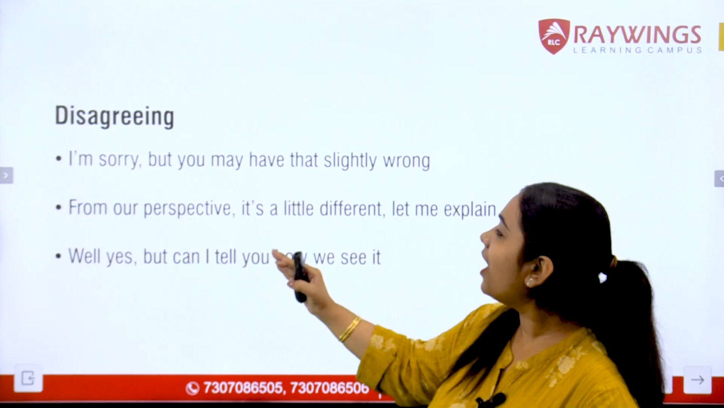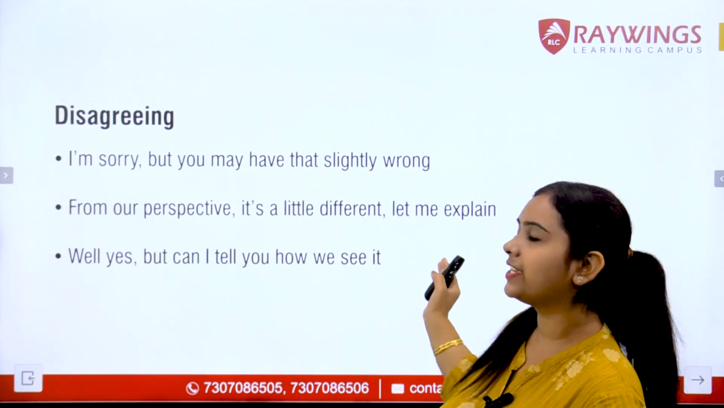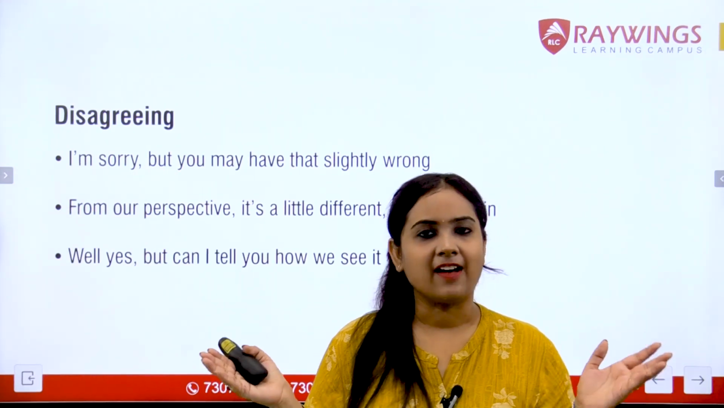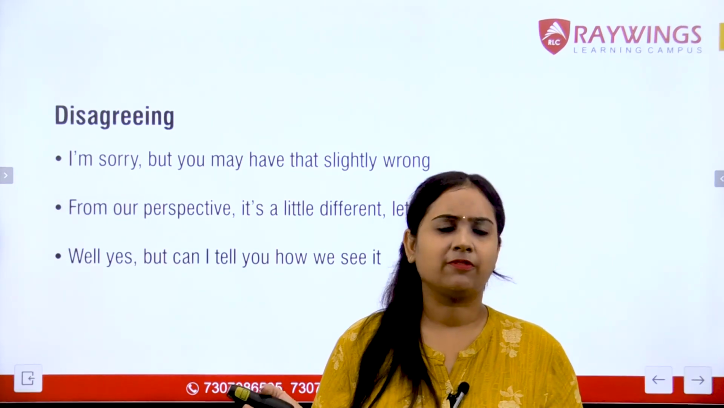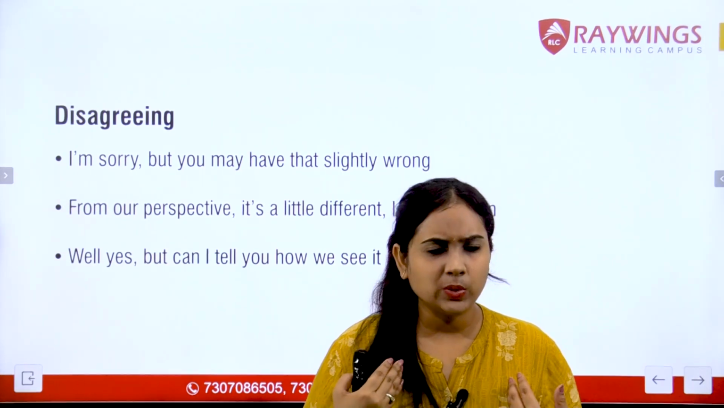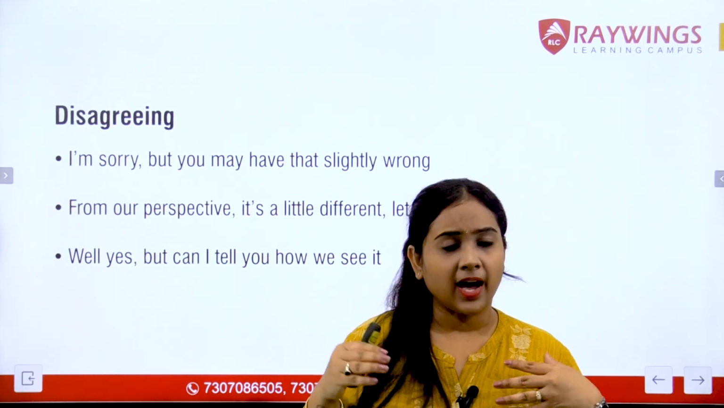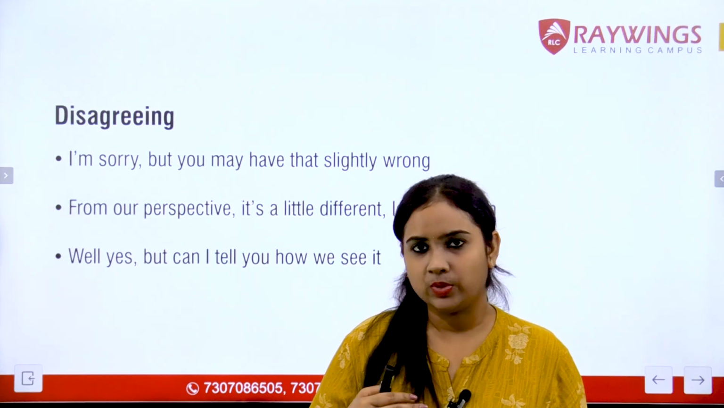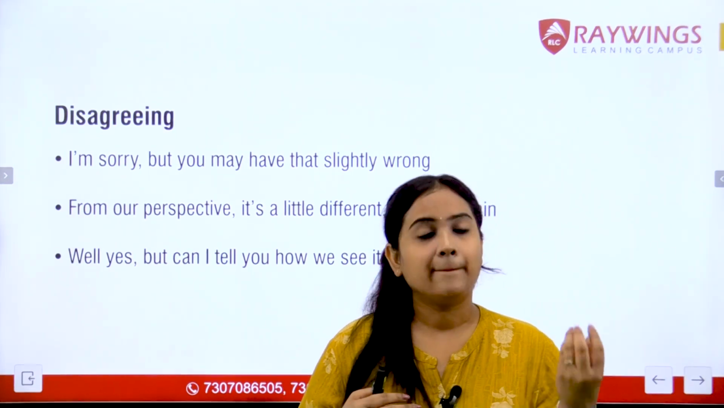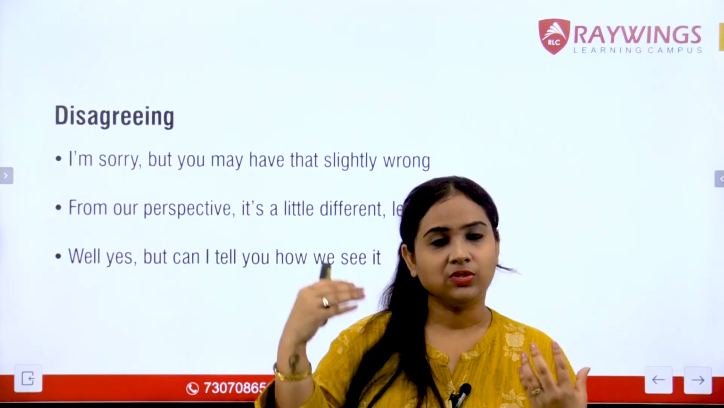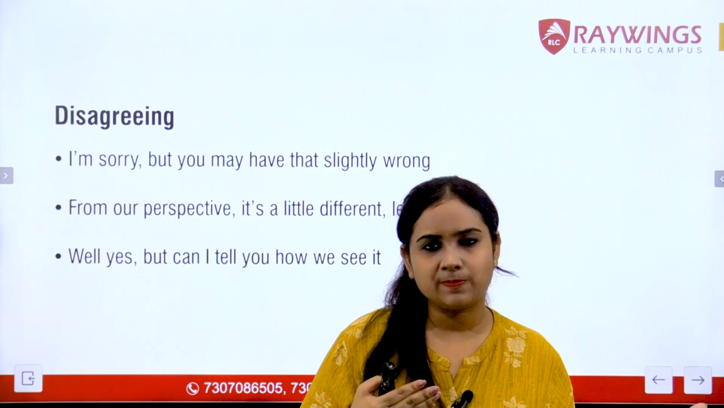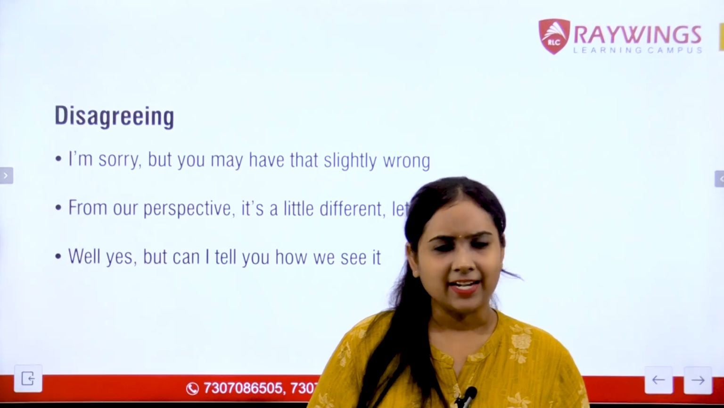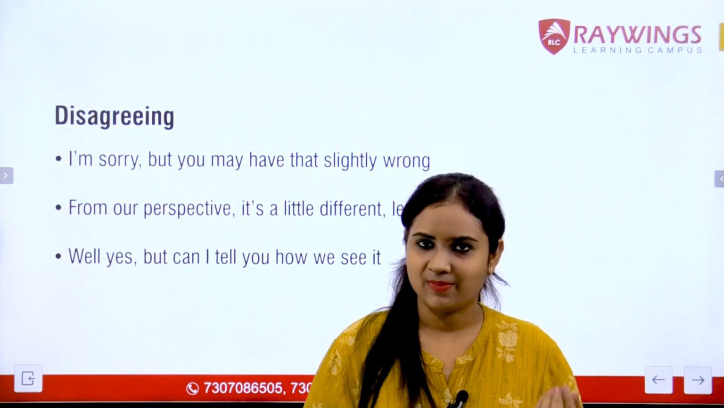Another way is: from our perspective it's a little different. Let me explain. Whatever the other person is saying, that's right, but as everybody has their own opinion, you feel that from my perspective or from our point of view, it's a little different. So now you know that you are telling the other person that you are not agreeing with him or her, that is, you are disagreeing. But you are polite enough to say that you are right, but you have got a different perspective. So that is also a right way to say it. We often cannot agree with everybody, right? But we are disagreeing in a polite manner.